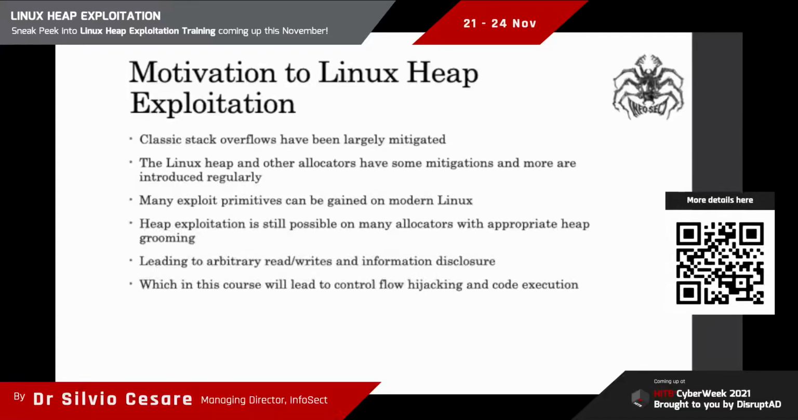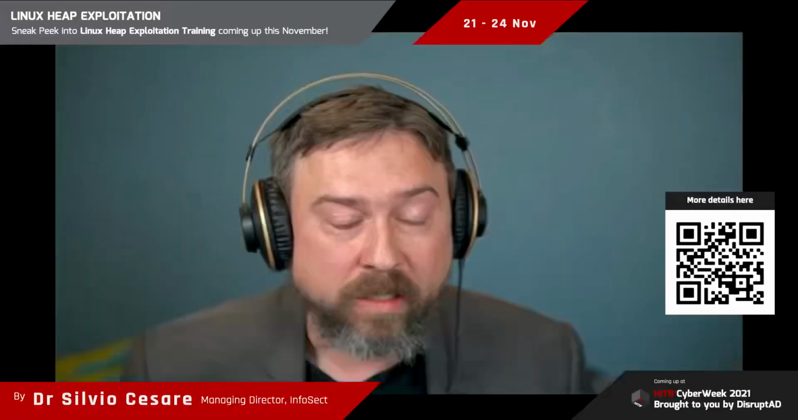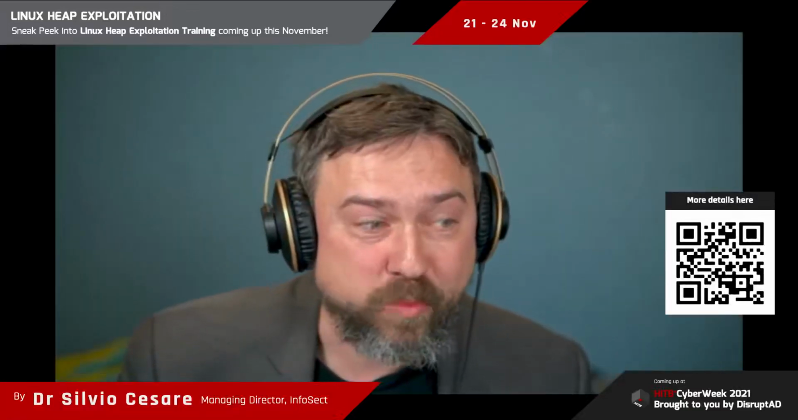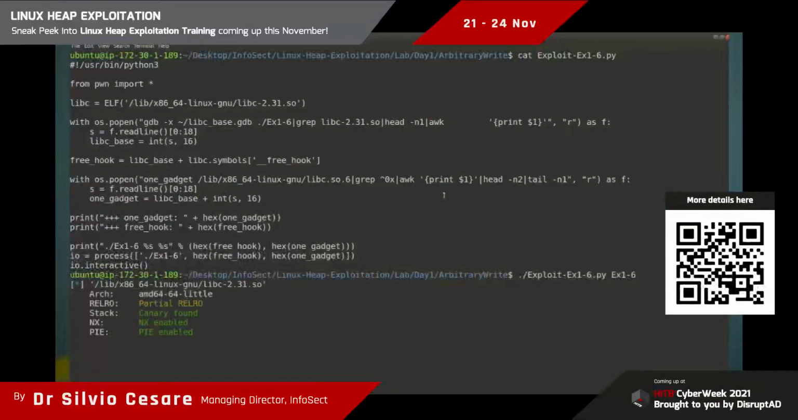Now, heap allocators have some mitigations and more are introduced regularly in Linux. But even with that, modern exploit primitives and many exploit primitives can be gained on modern Linux systems. And heap exploitation is still possible on many allocators with appropriate heap grooming. Mostly these give us arbitrary read-write primitives and maybe an information disclosure, which in this course will lead to control flow hijacking and code execution. This course is an advanced course, but it's definitely achievable.